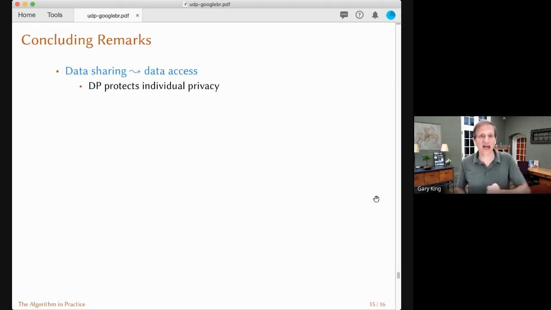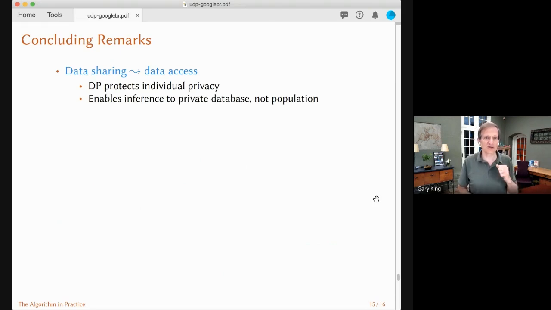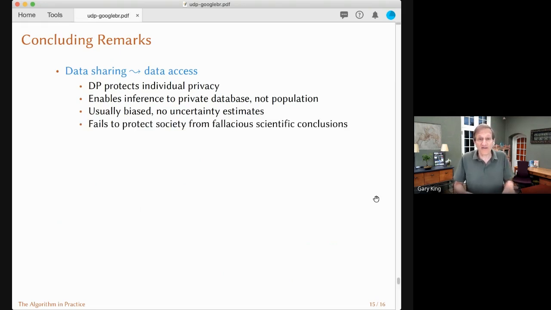Differential privacy protects individual privacy. It enables inference to a private database, not to the population, so it's not sufficient on its own. It's usually biased and does not come with uncertainty estimates, so it's really a problem on its own. And it fails to protect society from the wrong conclusions, really. So you don't want to share data and then only to have people have the wrong answer.